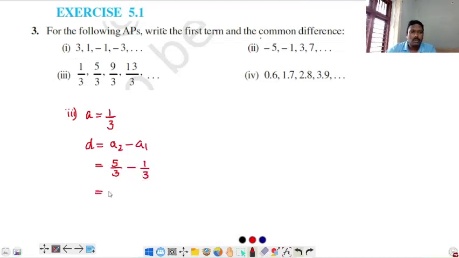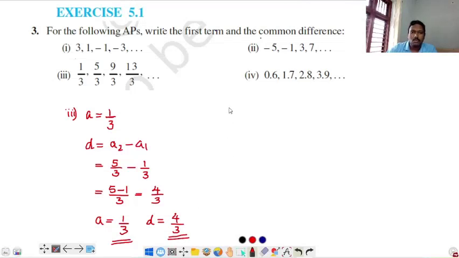So that is equal to 5 by 3 minus 1 by 3. They have the same denominator, so we can directly subtract. 5 minus 1 divided by 3, because the denominators are the same, will be 4 divided by 3. The first term of this AP is 1 by 3, and the common difference of this AP is 4 by 3.